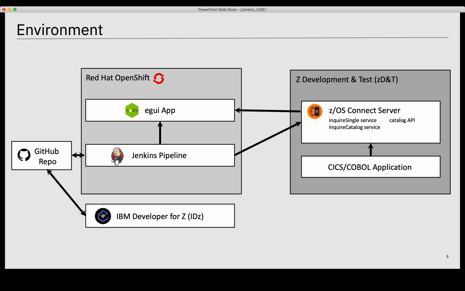So if you follow the arrows, Jenkins deploys the services and API to the z/OS Connect server, which are then consumed by the Node.js e-GUI app.